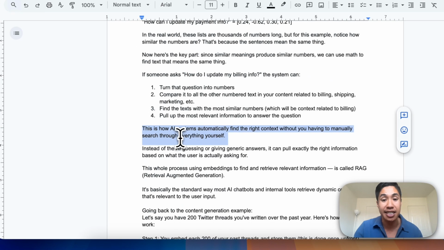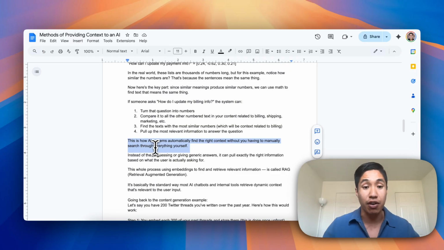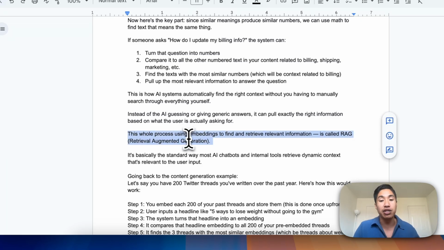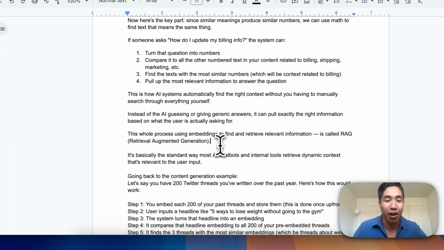And this is how AI systems automatically find the right context without you having to manually search through everything yourself, okay? So now instead of the AI guessing or giving generic answers, it actually pulls the right information based on what the user is actually asking for. And by the way, guys, this whole process of using embeddings to find relevant information is called RAG, or Retrieval Augmented Generation, but RAG is what I call it, okay?